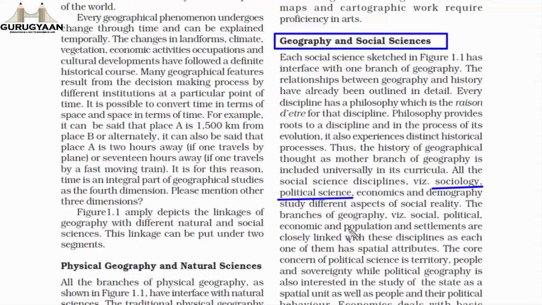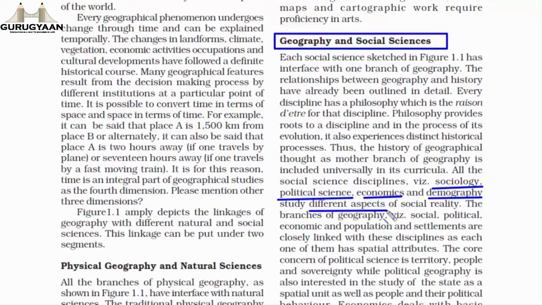Then we have political science. So this helps us in studying the government and the states and other political units. Then we have economics, which deals with the production and distribution and consumption of goods and services and their management. And then we have demography, which studies the characteristics of human population. So all these different disciplines help us in understanding geography as a part of social science.